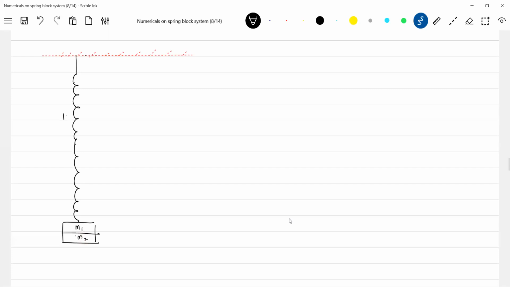Okay, this is a spring block system. I'll remove the lower mass M2. Then I want the new time period and new amplitude of oscillation. So what we are doing is a problem where if some mass is removed or added to the system, what happens to the time period of oscillations of the system?